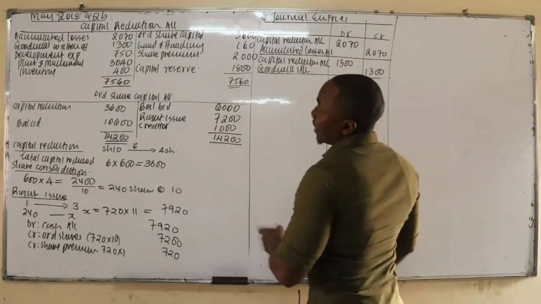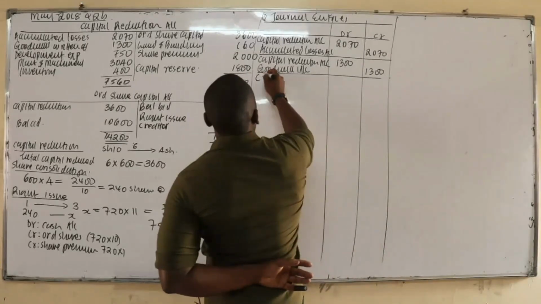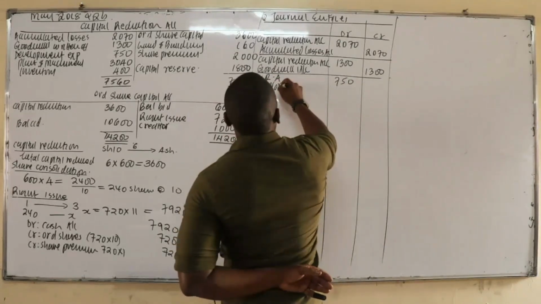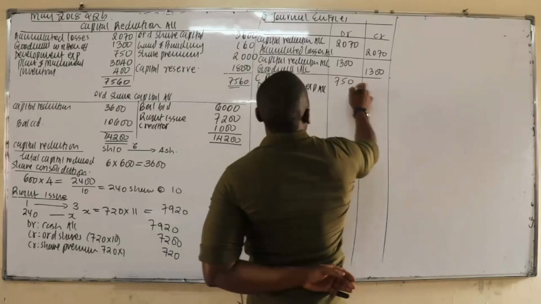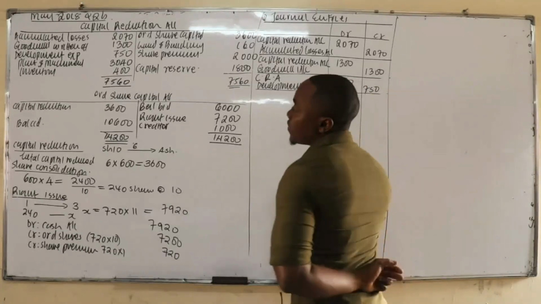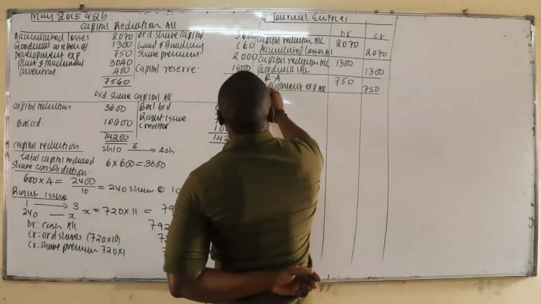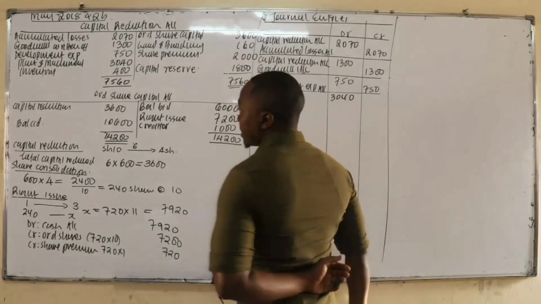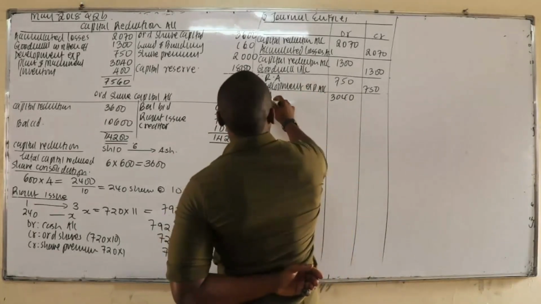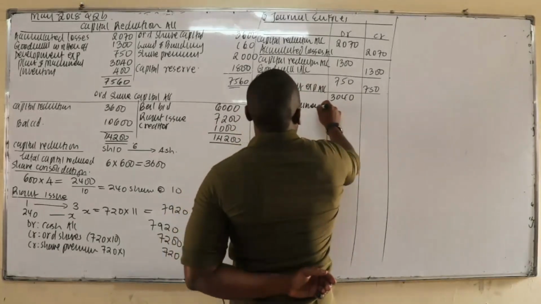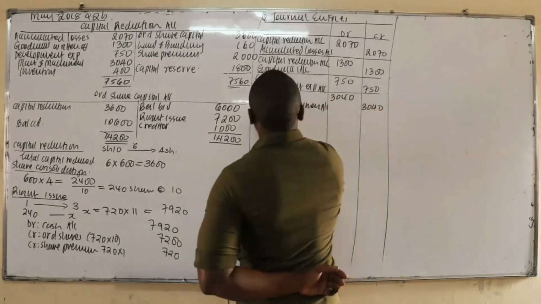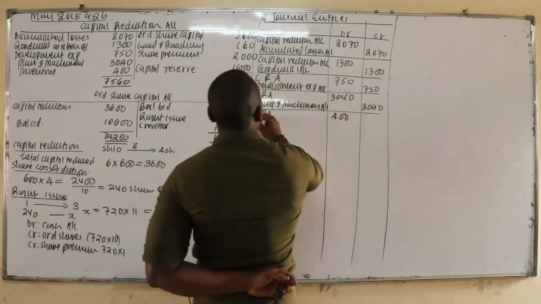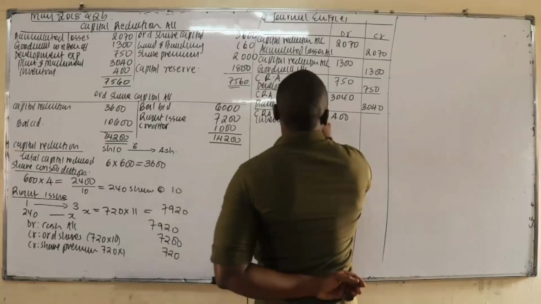1,300. And then you have development expenditure. You debit the capital reduction account with an amount of 750. You credit the development expenditure account 750. We also have plant and machinery. That was a revaluation loss. You debit the capital reduction account with an amount of 3,040. You credit the specific asset or PPE account, so plant and machinery account, with an amount of 3,040. We also have inventory. You debit the capital reduction account 400. You credit inventory account 400.